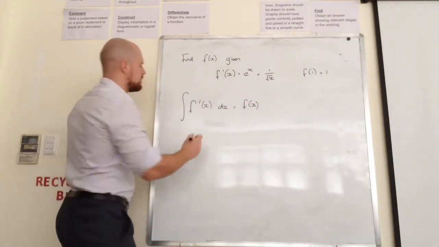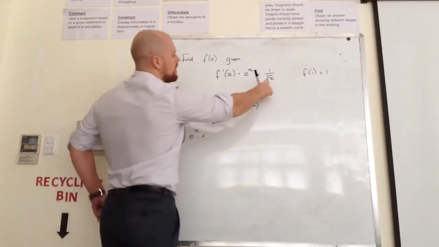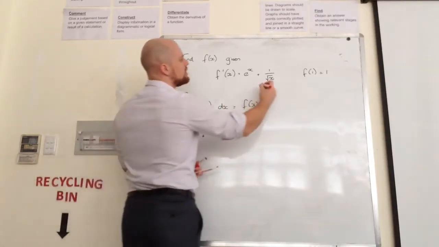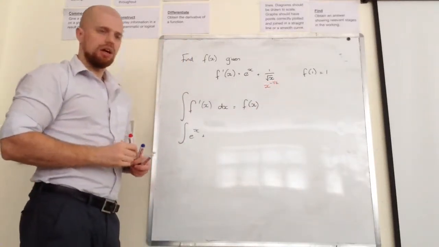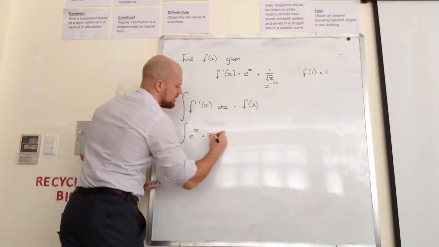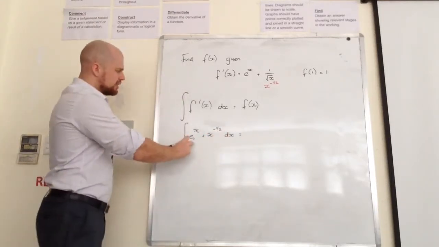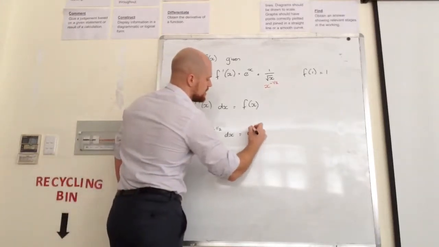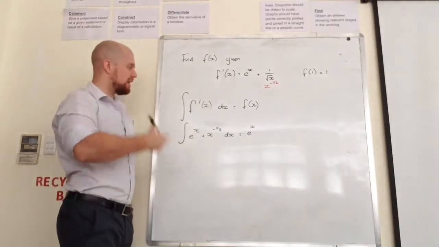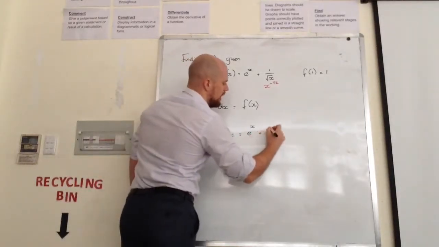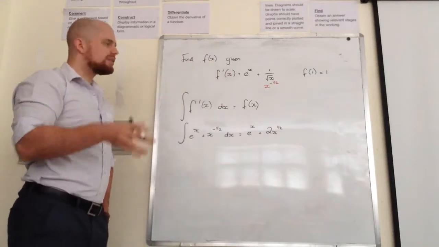Okay? So what I'm going to do is integrate e to the x plus, I'm going to write this slightly differently, 1 over root x is x to the minus half. So we're going to integrate this as such. Integral of e to the x is e to the x. Integral of x to the minus half, we add 1 to the power and then divide, so it will become that. Now that's not everything.